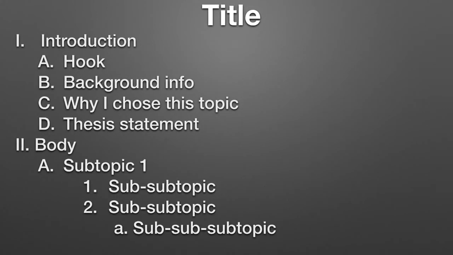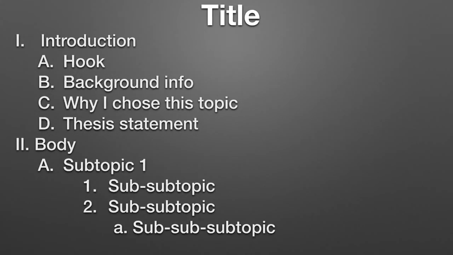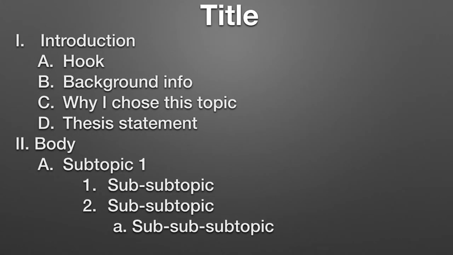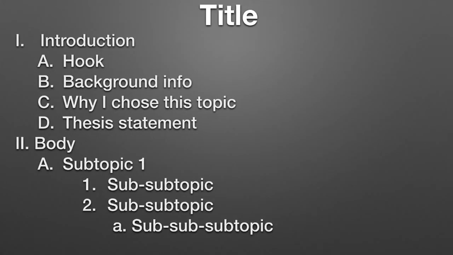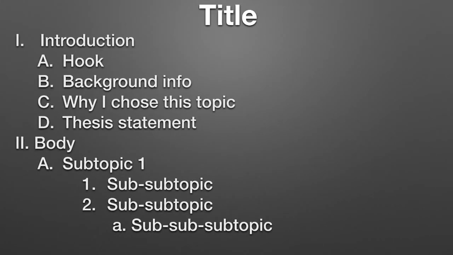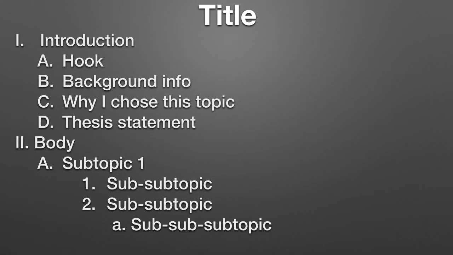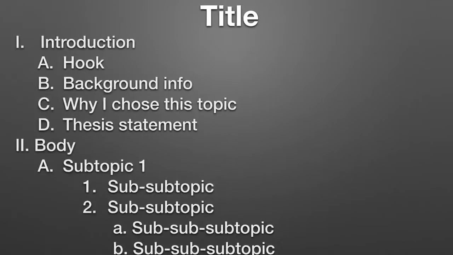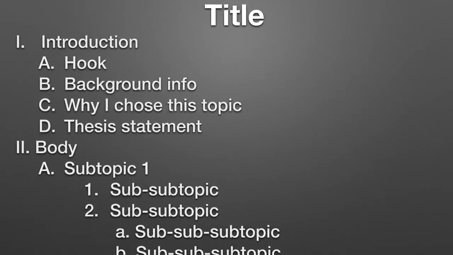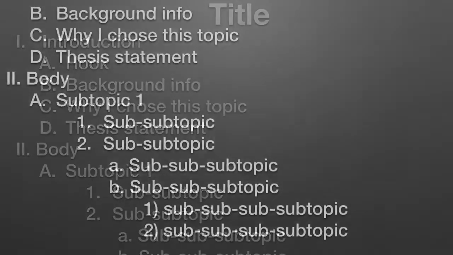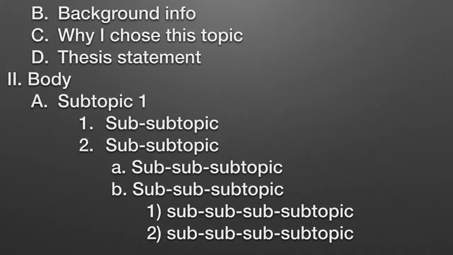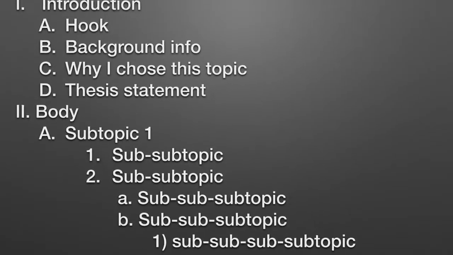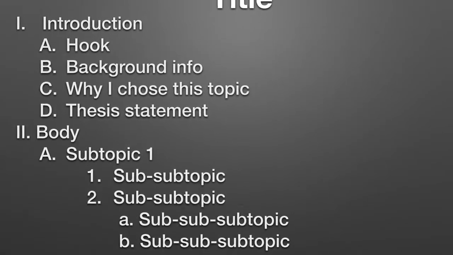I want you to notice here that when you break something down, you have to have at least 2 parts. You can't divide one thing into only one thing. So if there's a 1, you have to have a 2. If there's an A, you have to have a B. You see how there's an A here? Well, there needs to be a B if there's going to be an A. There we go. Now if you want to break it down even further from there, and some of you might need to do that, you would go to Arabic numbers followed by parentheses, like so. So there you have it, a quick introduction to MLA outline format.